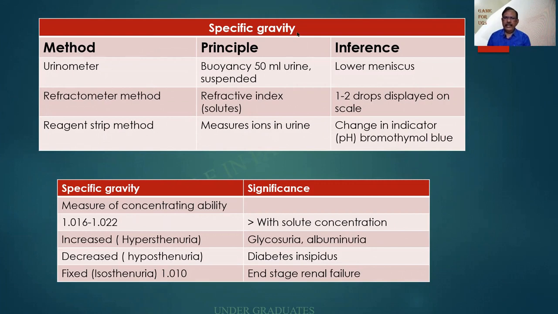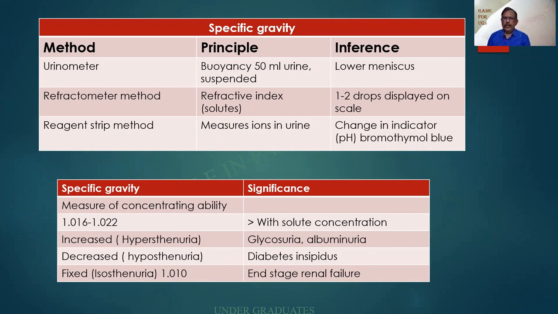And one of the factors that will be essential will be the specific gravity. There are 3 methods for measuring the specific gravity. 1 is urinometer, 2 is refractometer, and 3 is the reagent strip. Urinometer, the principle is buoyancy or floating. 50 ml of urine is required, and the lower meniscus is taken as the reading.